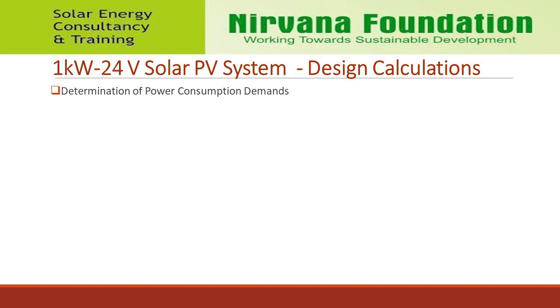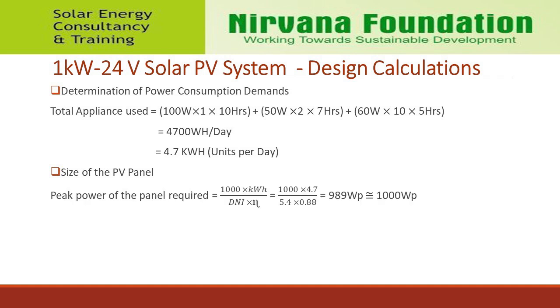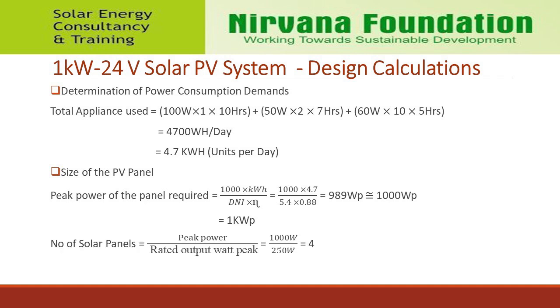Design calculations. Determination of power consumption demands. Total energy consumed by the appliances is calculated by multiplying wattage, quantity and hours of consumption. Solving this we get 4.7 kWh, equal to 4.7 units. For sizing of the panel, first we have to calculate the peak power of the panel using the formula. Here we got 1 kilowatt peak approximately. And then the number of panels required is peak power divided by rated output. Here we got 4. So the number of panels required to set up a 1 kilowatt plant is 4.